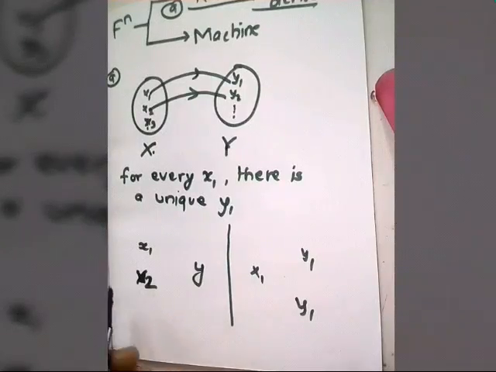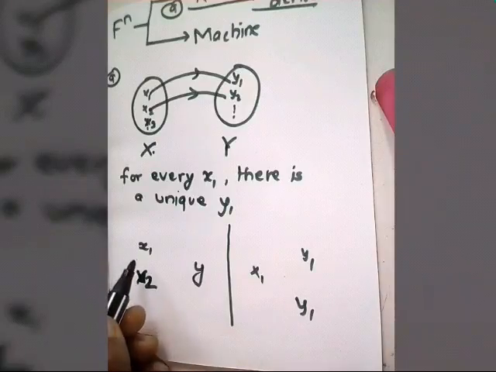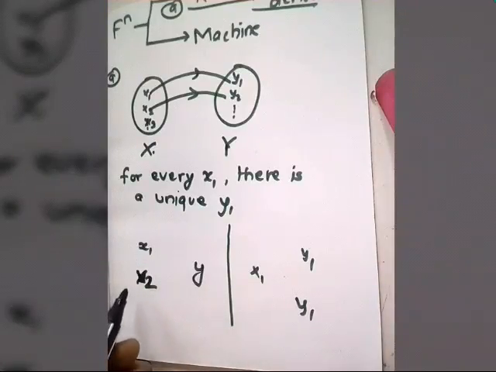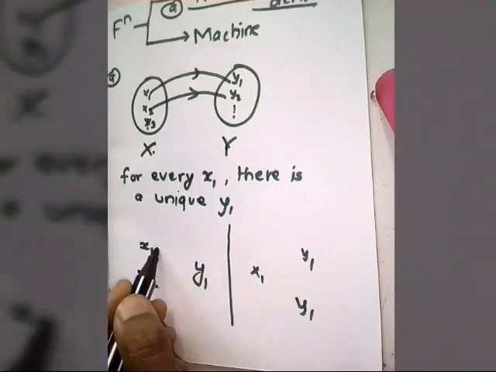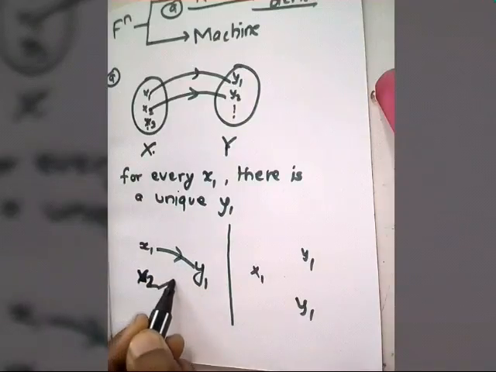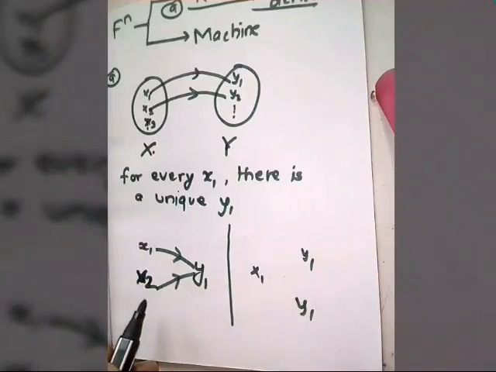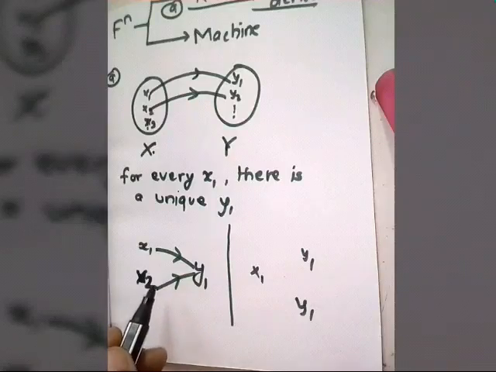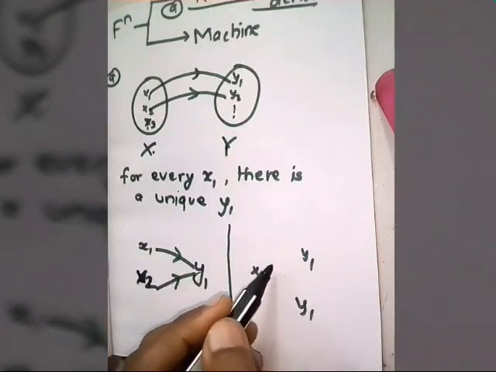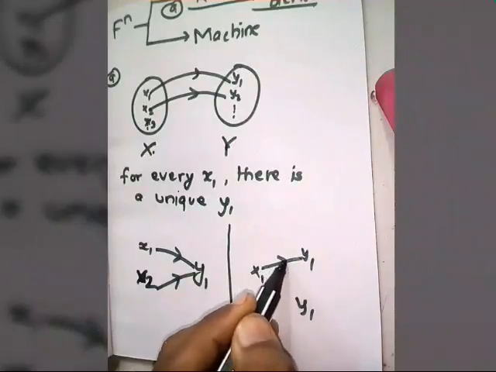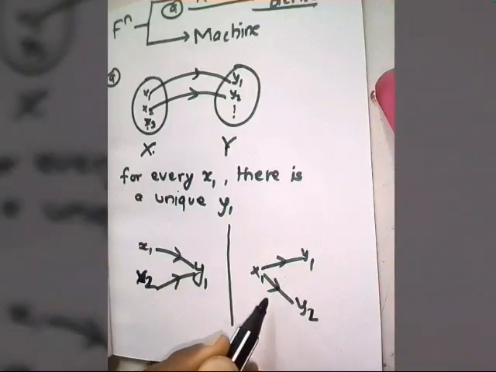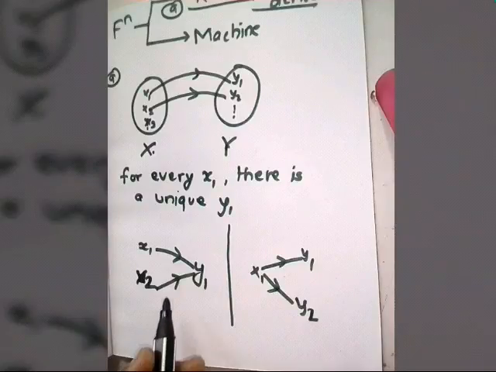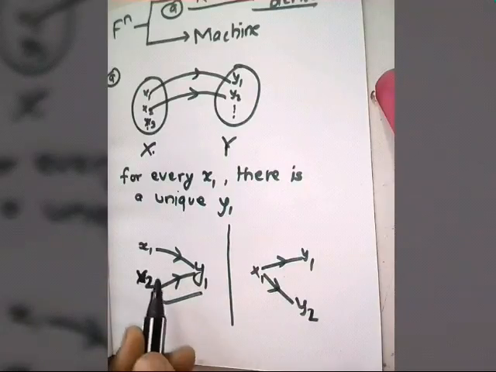Now let me give you two examples. Suppose we have the elements x1 and x2 from the set x, and we have the element y1 from the set y. Suppose x1 is connected to y1 and x2 is also connected to y1. Okay, so this is one case. The next case can be that there is one x1, and this x1 is connected to y1, and this x1 is also connected to, sorry, this must be y2. It is connected to y2. Now if you see from the rule of function, this is valid. We say this is a function.